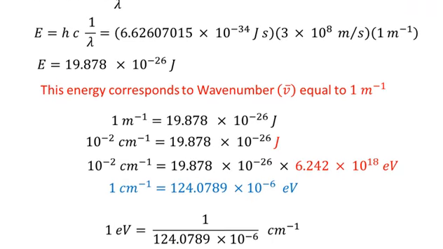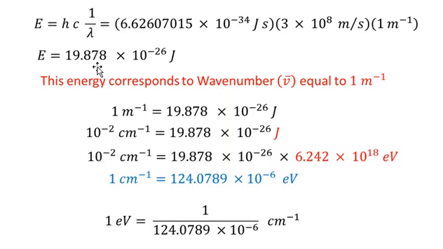So here you can say that this energy, that is 19.878 into 10 to the power minus 26 joule, corresponds to the wave number equal to 1 meter inverse. So 1 meter inverse is equal to 19.878 into 10 to the power minus 26 joule. You can represent 1 meter inverse as 10 to the power minus 2 centimeter inverse, because in 1 meter there are 100 centimeters. 1 meter can be written as 10 to the power 2 centimeters, and since there is a negative sign, we represent it as 10 to the power minus 2 centimeter inverse, and you can represent joule as such over here.